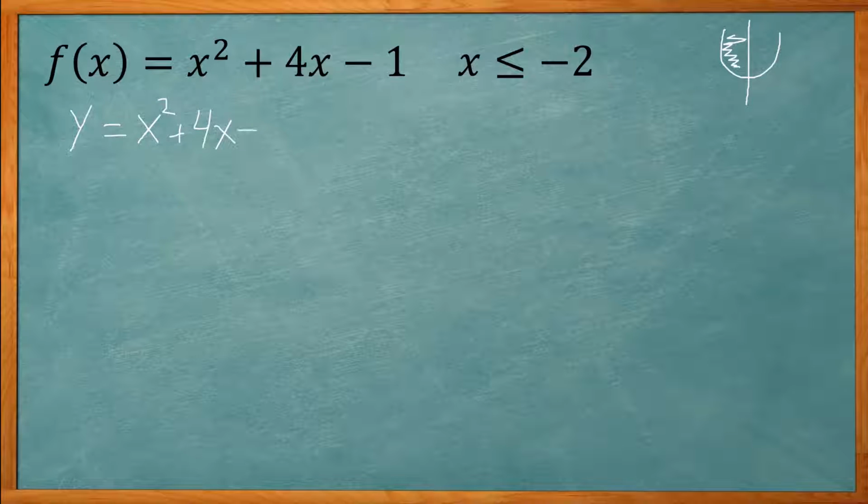I'm going to switch the x and y values, so x equals y squared plus 4y minus 1.